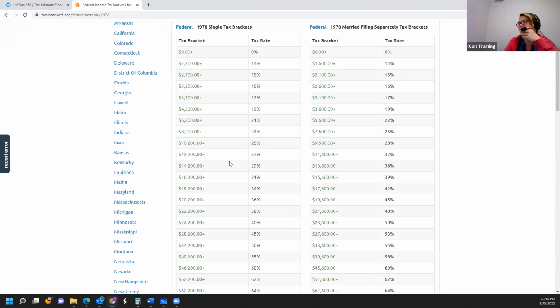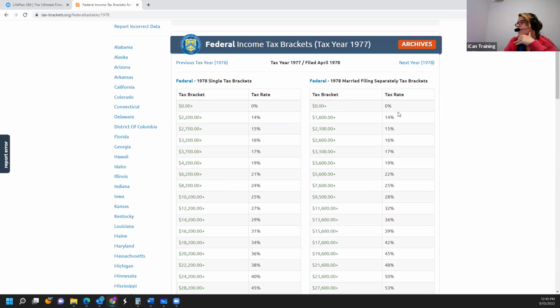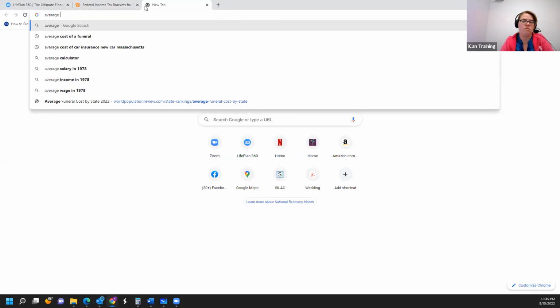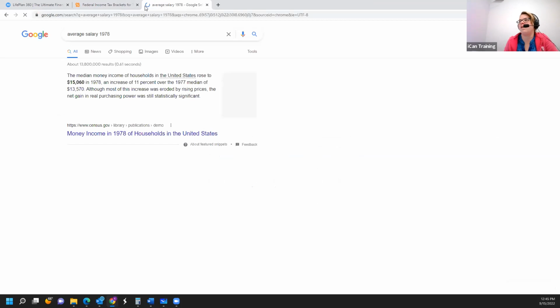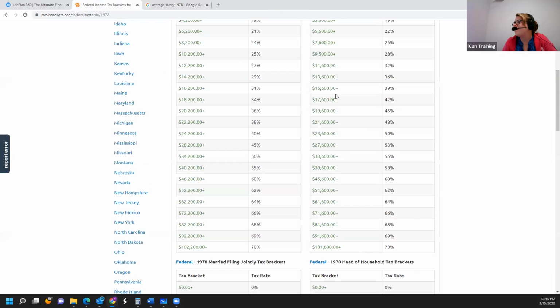That was for a married couple. So if you were making an average salary at that point, let's look at what the average salary was. 1978, don't take my word for it. The median income of households in the US rose to $15,000 in 1978. So awesome. $15,000 would have put people in the 39% tax bracket.